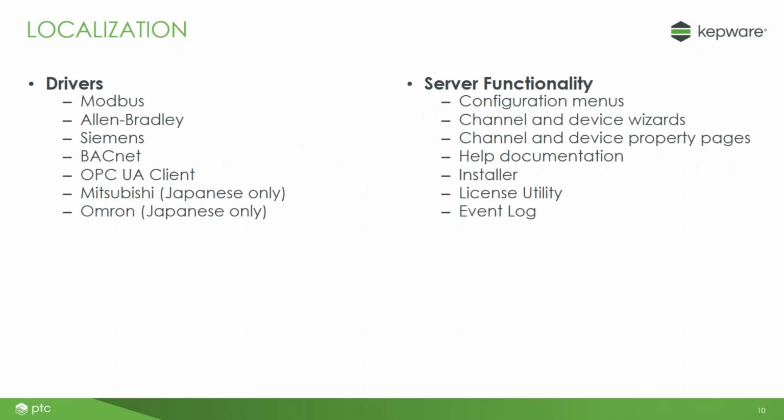We focused on our largest selling drivers, the suites for Modbus, Allen Bradley, Siemens, and BACnet. We also focused on OPC UA as it's widely used in our customer base as a tunneling solution. And for our Japanese customers, we translated Mitsubishi and Omron as we've seen high uptake in that market.